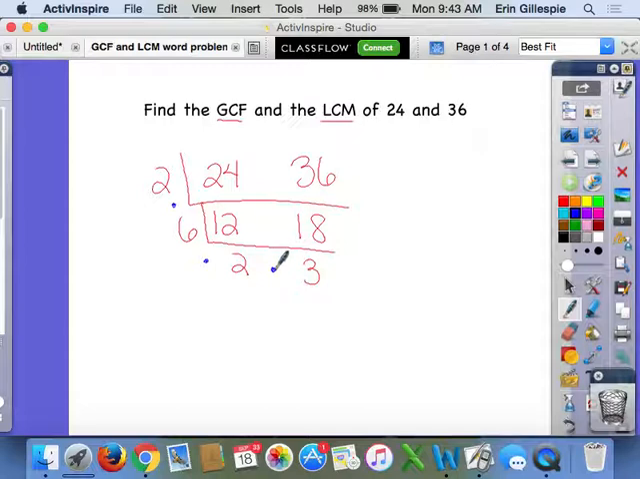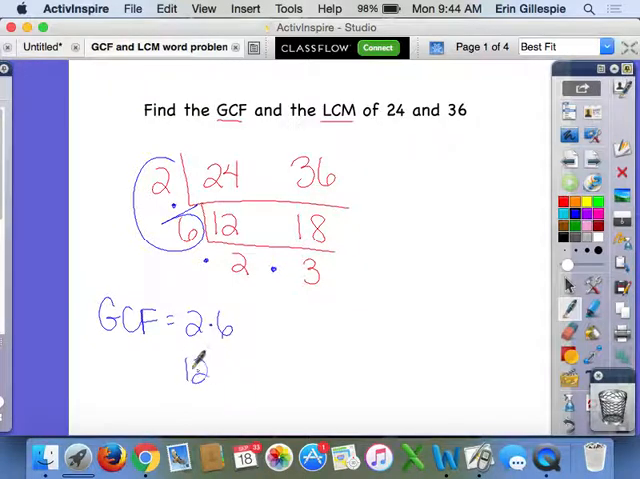So if I want to find the GCF, that's just these numbers on the side multiplied together. So my GCF is 2 times 6, which is 12. So in other words, 12 is the greatest common factor, the biggest number that divides into both 24 and 36.